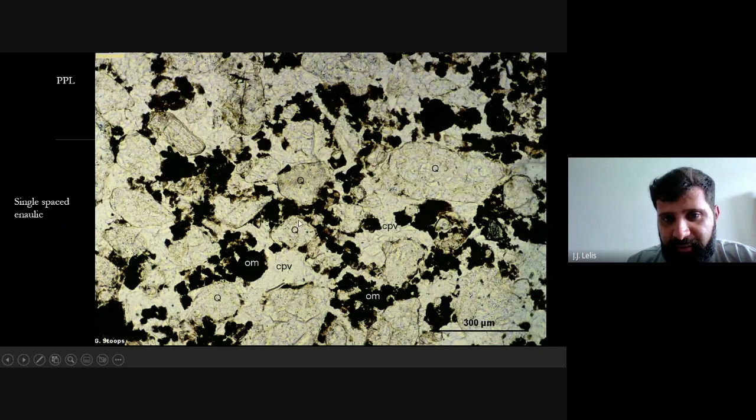This is when the coarse grains are not touching others, but they are very close. They are at a distance below half of the median size of a coarse grain. So I need to measure the size of all the coarse grains, calculate their median size, and calculate the distance between them. And if the distance is below half of the median size, it is a single-spaced enaulic CF ratio.